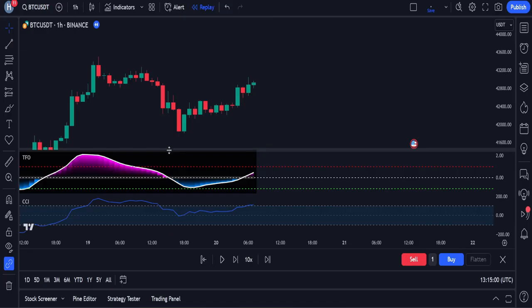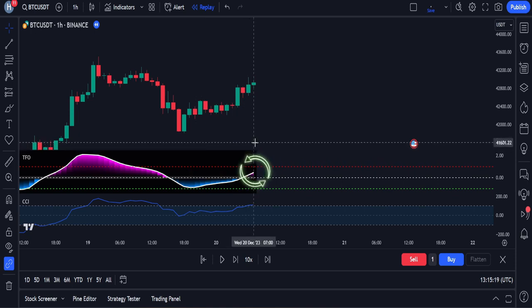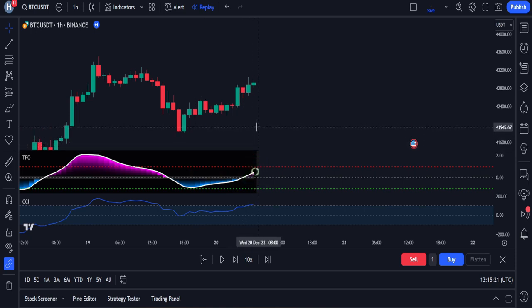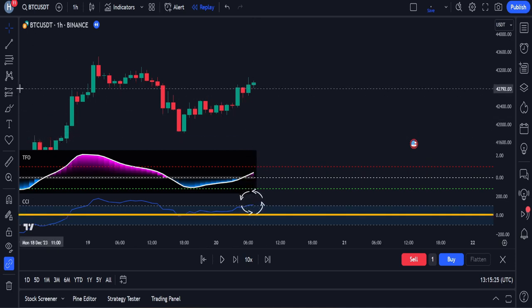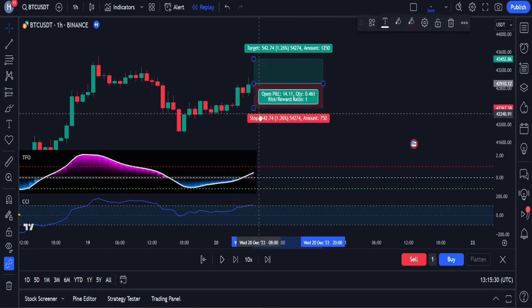So first of all, for a buy trade to be valid, we want the CCI indicator to be above the 0 level, and we also want the Trend Flex Oscillator to be above the center line. Then we will wait for the Trend Flex Oscillator to go below the center level, just like it did here. Then we will wait and see if it crosses above the center line again, as we can see it crossed above the center line here. And finally, when this happens, the CCI indicator line should be above the 0 level.